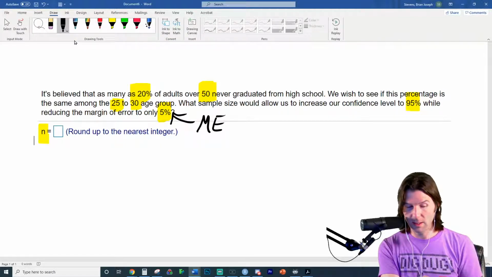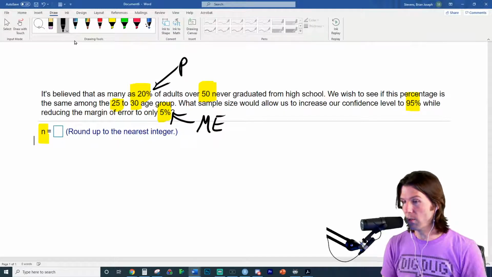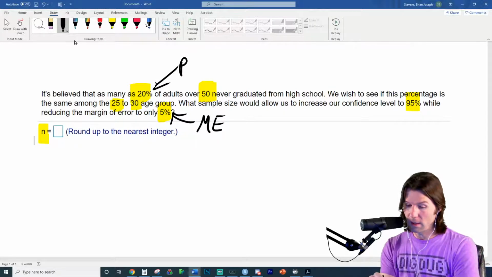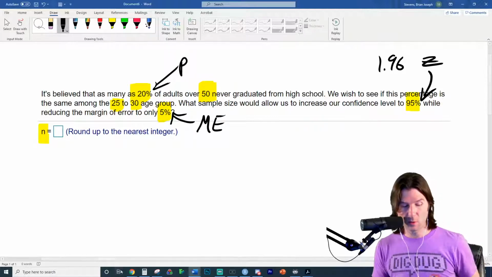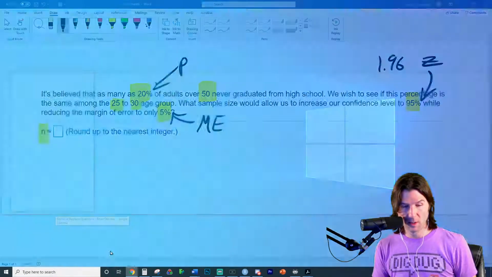And that's nothing right there. Here is the p, because that's what we're assuming is the truth. And then here is the z-score. And the z-score is 1.96. Now, don't memorize the z-scores. We're not going to have you memorize them.